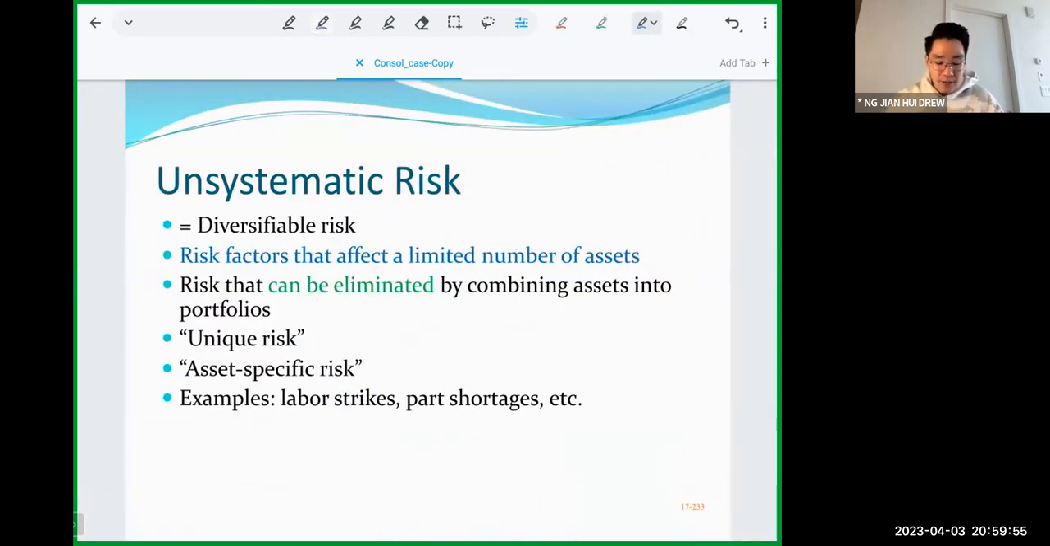Now, unsystematic risks are the ones that can be diversified away by elimination and putting many assets in a portfolio. So how does this unsystematic component work? The example given here is parts shortage, labor strike. Can anyone explain how this unsystematic risk is diversified away? Anyone can explain, but before I explain.